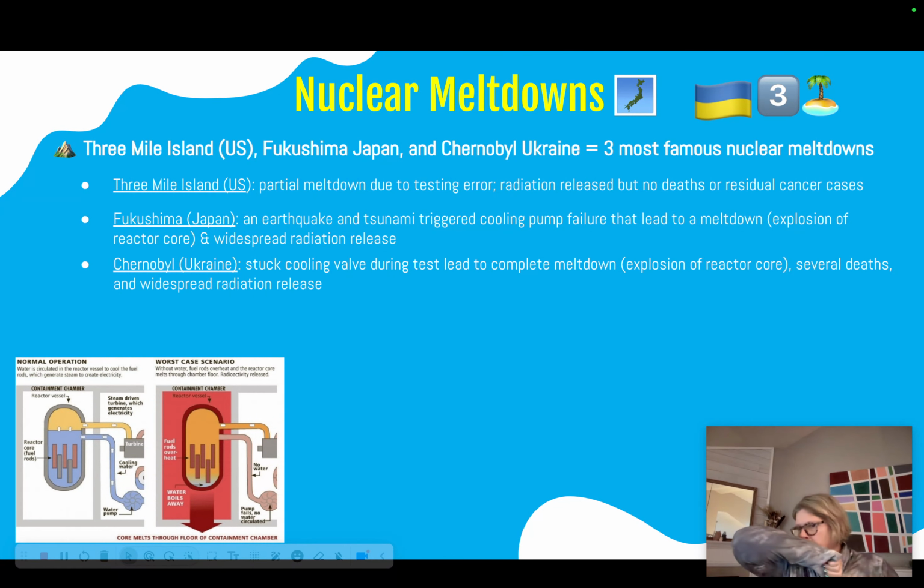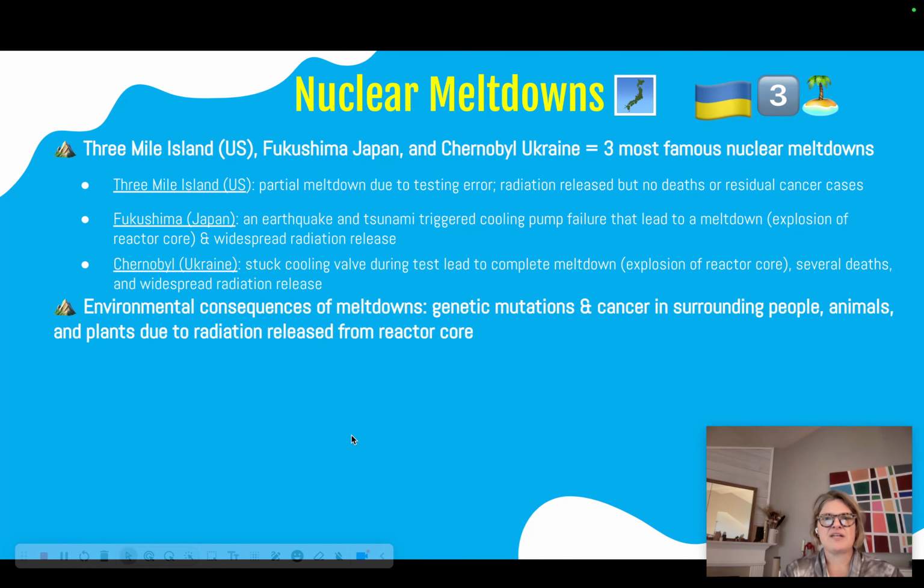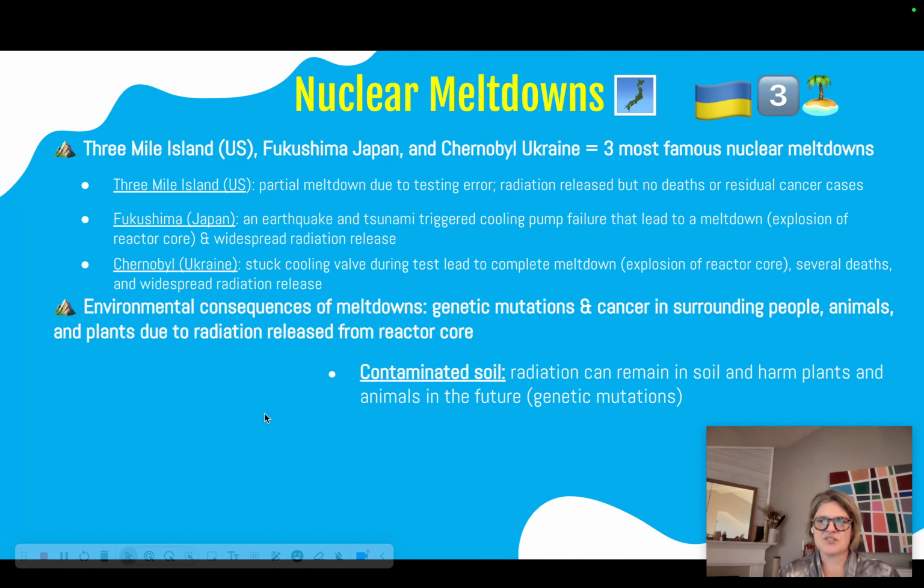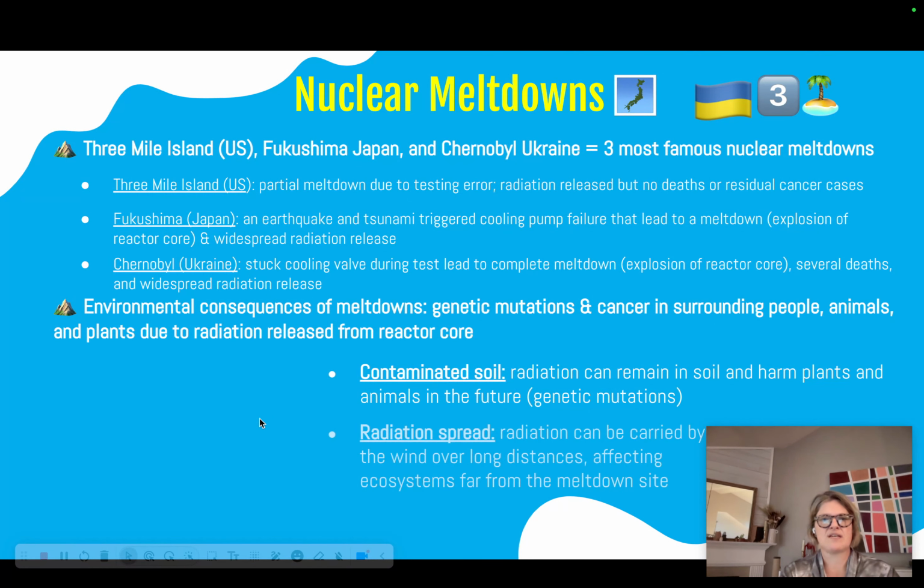So this is a reactor under normal conditions. We have lots of cool water in there, keeping the uranium or the radioactivity temperature of those rods lower. This is what happens. The water level decreases and those rods get way too hot, and then it cracks the lead walls of the reactor. And so the environmental consequences of meltdowns include genetic mutations, cancer in the surrounding area to people, animals, and plants due to that released radiation.